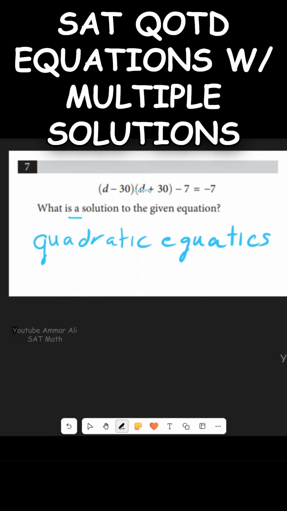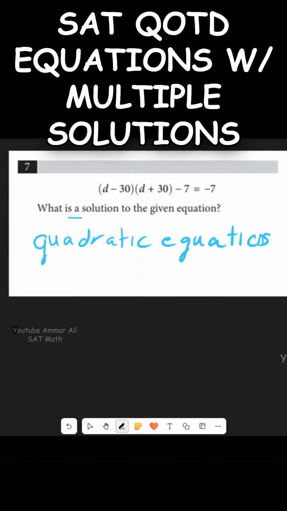So the main thing we're looking out for is two variables, right? When multiplied together will form some sort of squared term, right? Because we know that if we were to multiply and simplify these two parentheses terms, we would get a d squared, right? So that just tells me this is a quadratic equation, okay? So how do we solve quadratic equations?